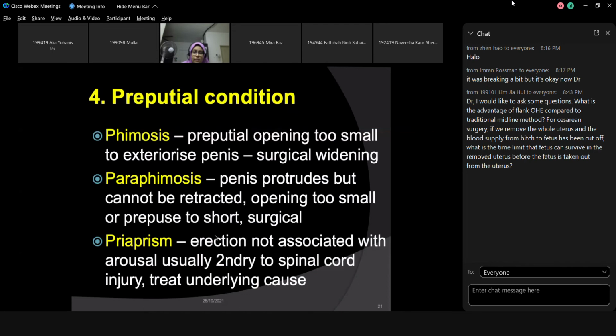Also, priapism. This is an erection not associated with arousal. Usually this is a spine injury, so you need to treat the underlying problem.